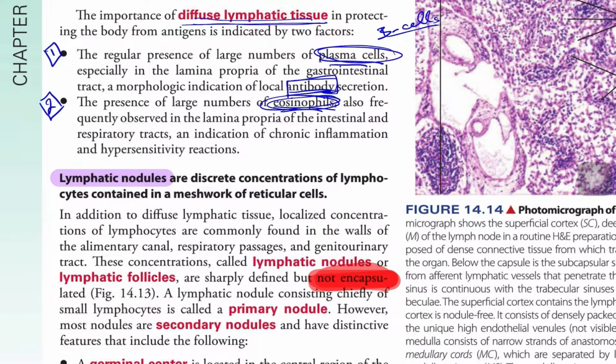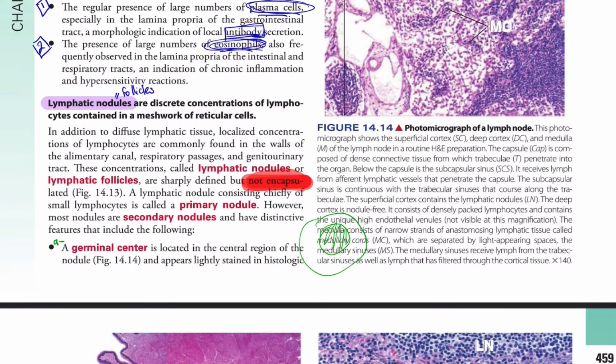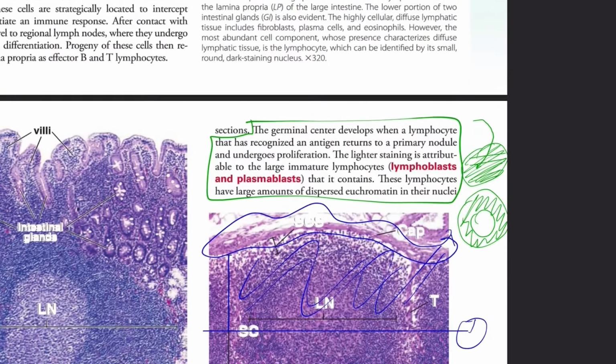So the lymphatic nodules are not encapsulated. A lymphatic nodule consisting chiefly of small lymphocytes is called a primary nodule. However, most nodules are secondary nodules. The secondary nodules have a distinctive feature, the germinal center, which is located in the central region of the nodule and appears lightly stained in histologic sections.